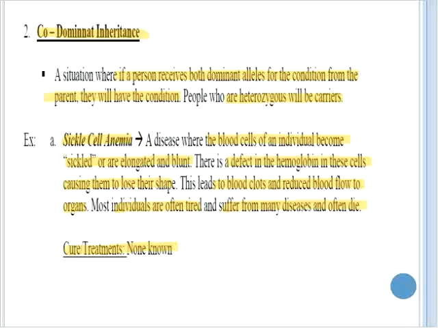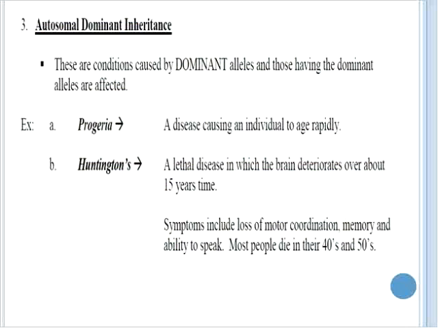We also have disorders which are caused by autosomal dominant inheritance. Here, it is a dominant allele, and if you have the dominant allele, you are going to be affected. A couple of examples are, firstly, progeria, which is causing premature aging. And you also have Huntington's disorder, which was examined in the homeostasis unit, dealing with neuromuscular disorders.